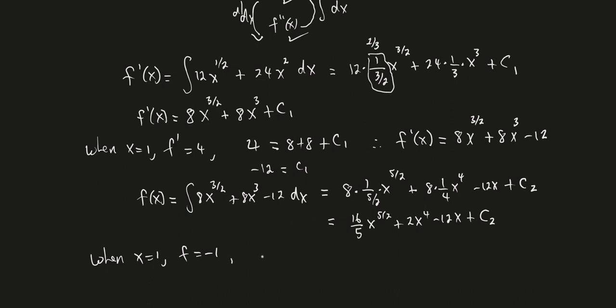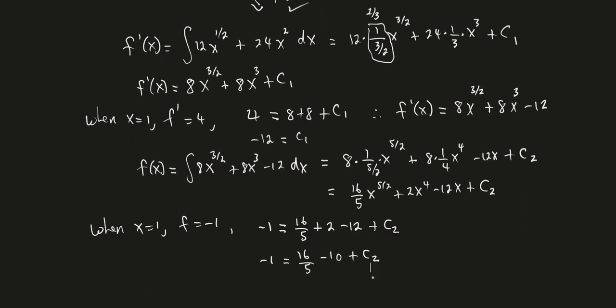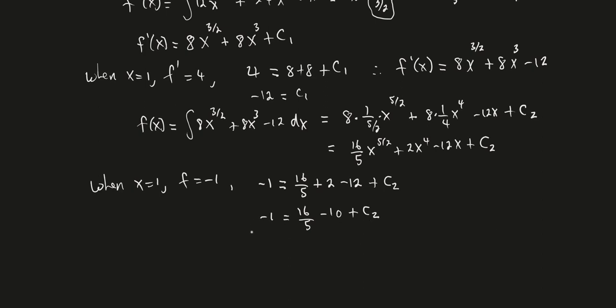So negative 1 is equal to, what do we have? 16 over 5 plus 2 minus 12 plus c2. So I'm going to write everything as, well, first let me simplify this. So negative 1 is equal to 16 over 5 minus 10 plus c2. So now let's get a common denominator of 5. So negative 5 over 5 is equal to 16 over 5, negative 50 over 5 plus c2.